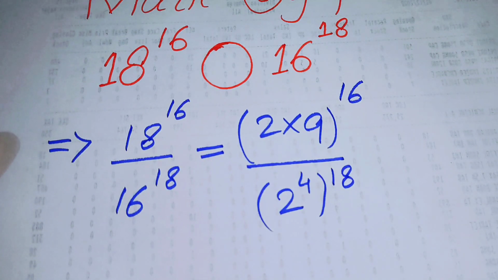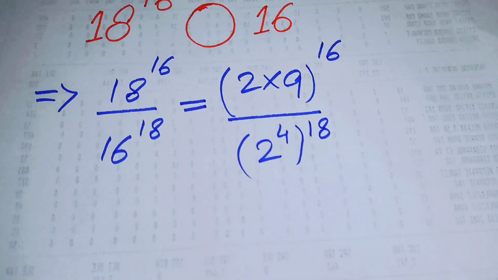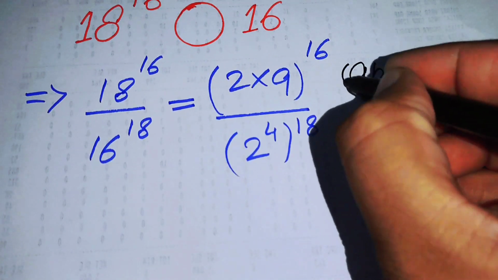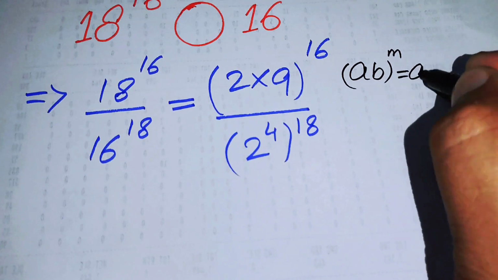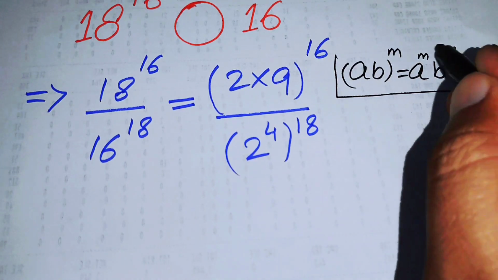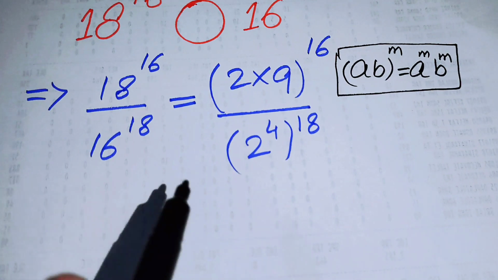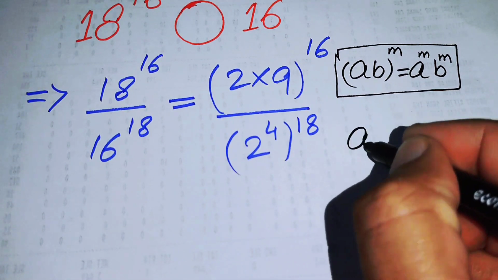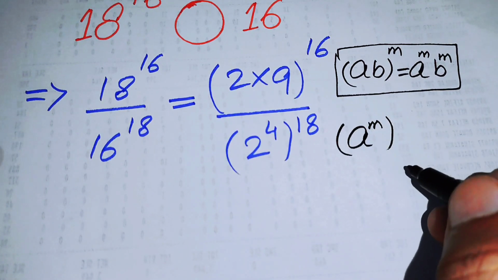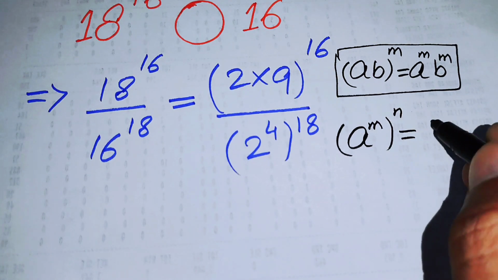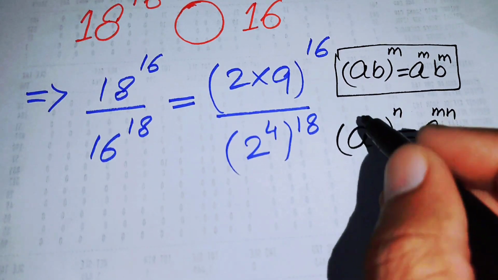After this step we can use the nice exponential law, and you know about this law. If we have a times b, whole to the power of m, we can write it as a to the power of m times b to the power of m. So now we can use this exponential law in the upper side, and after that we will use this exponential law in the denominator, where a to the power of m to the power of n is equal to a to the power of m times n.